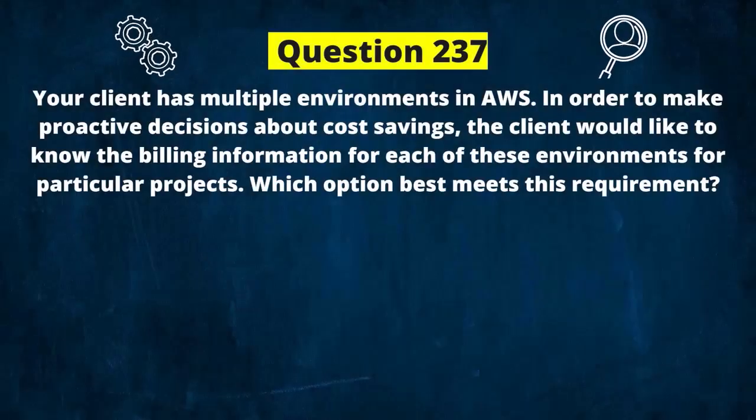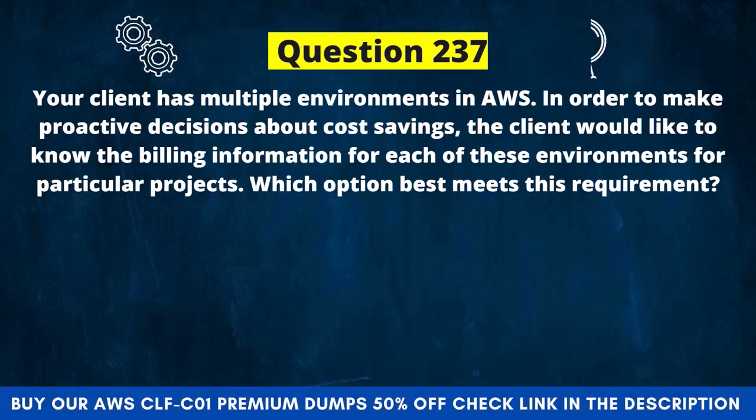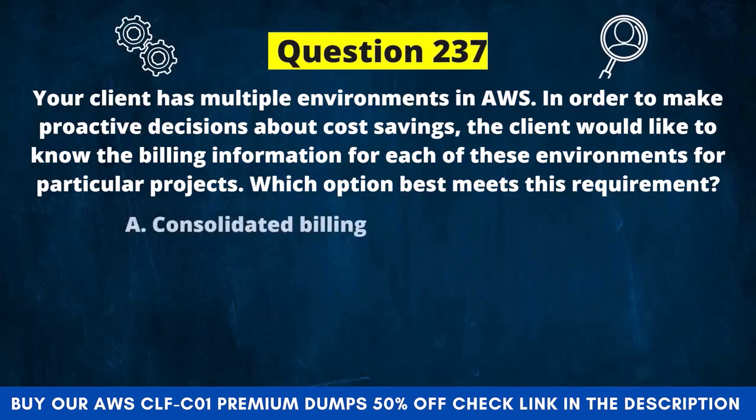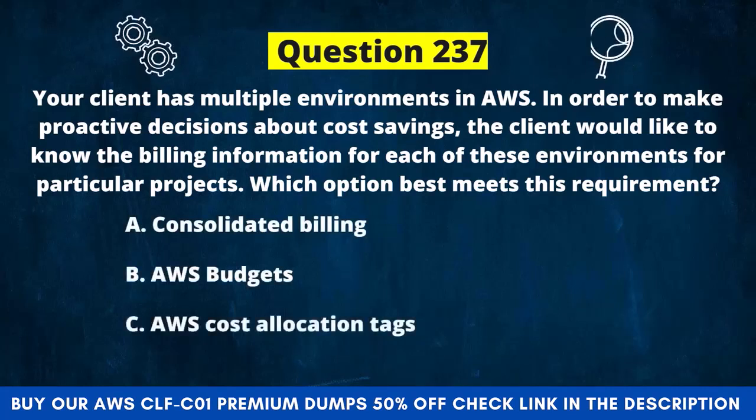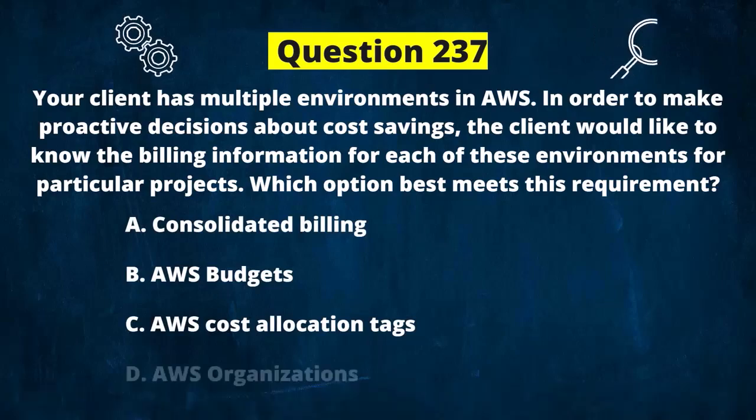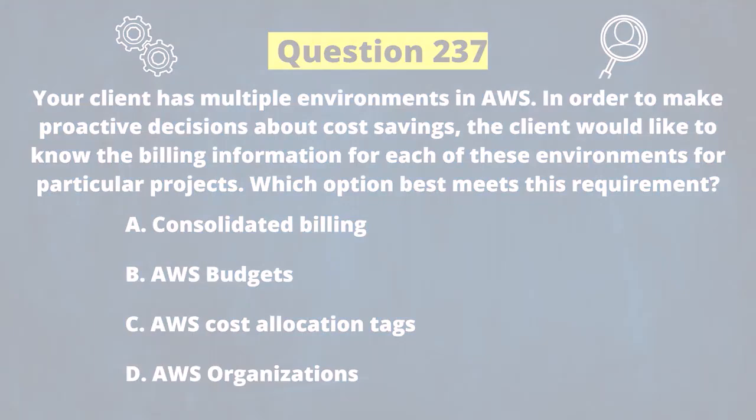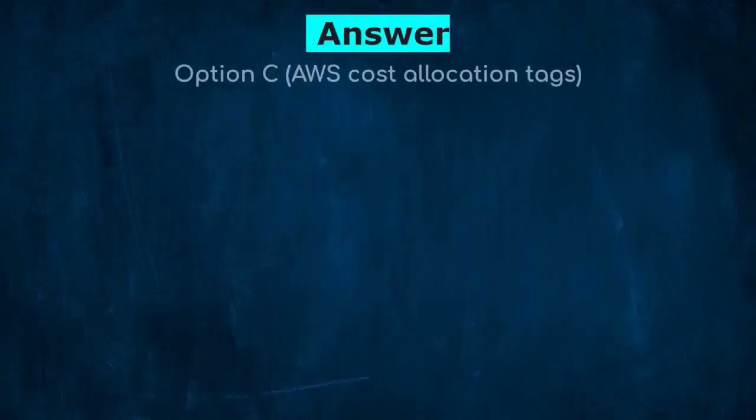Next question. Your client has multiple environments in AWS. In order to make proactive decisions about cost savings, the client would like to know the billing information for each of these environments for particular projects. Which option best meets this requirement? And the options are A. Consolidated billing, B. AWS Budgets, C. AWS cost allocation tags, D. AWS Organizations. And the correct answer is option C.